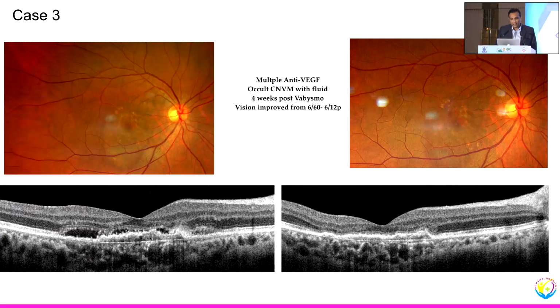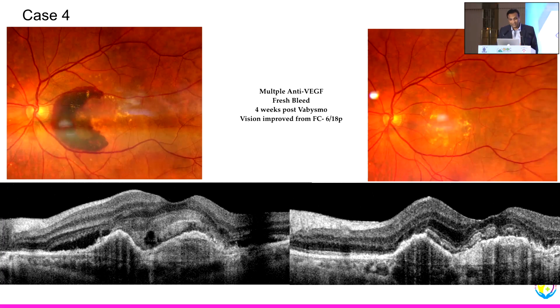So it takes a little time, and you have to tell the patient in hand that if you have received aflibercept and brolucizumab, it might take a little time, but the final result will be the same, and perhaps a little more longer acting. So coming to aggressive cases, this was a patient of massive subretinal bleed.